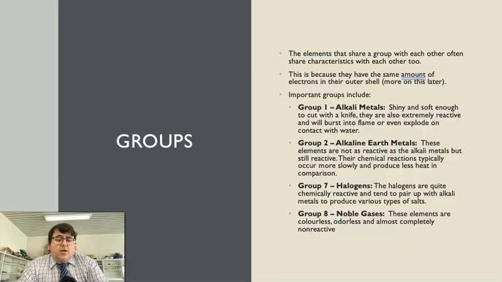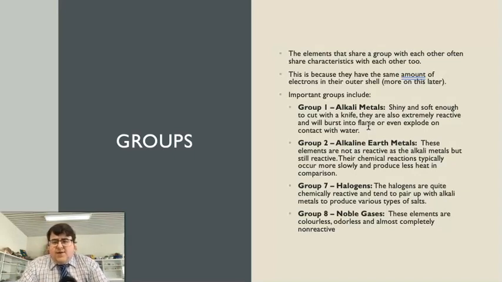Group 1 is the alkali metals. The alkali metals, they're shiny, they're soft, you can cut them with a knife, but they're also extremely reactive, and they'll burst into flames or even explode if they come in contact with water because they're so reactive. The reason they are so reactive is because they have 1 electron in their outer shell, and they don't want 1 electron in the outer shell. You want to have either a full shell or none in your outer shell.